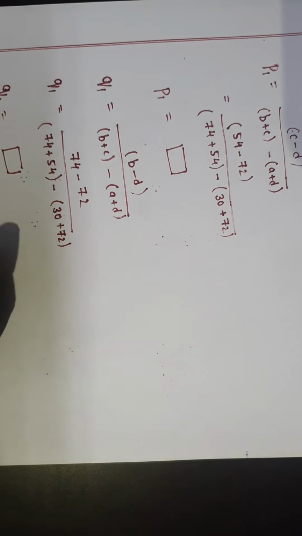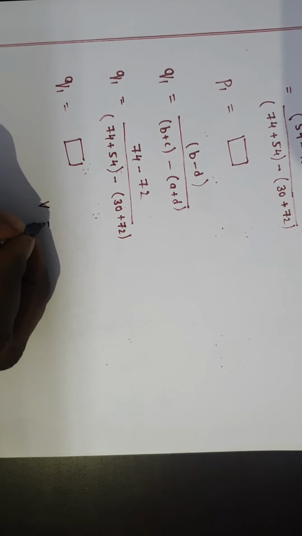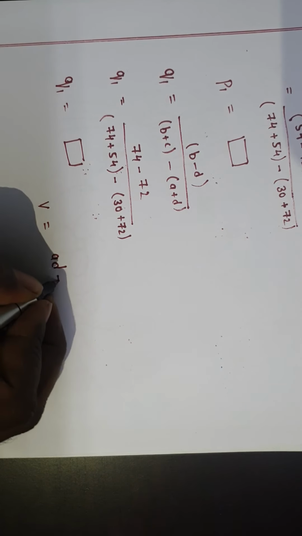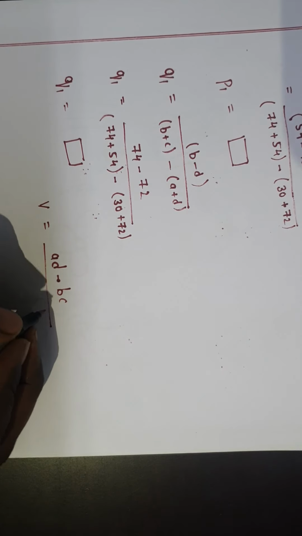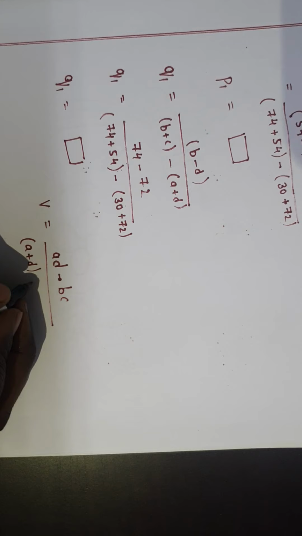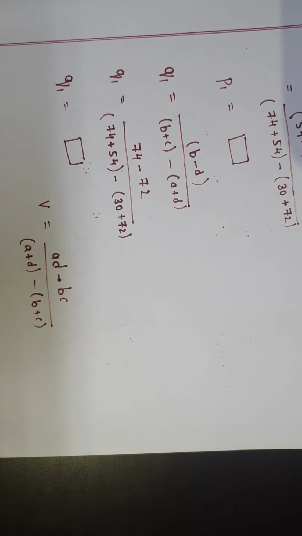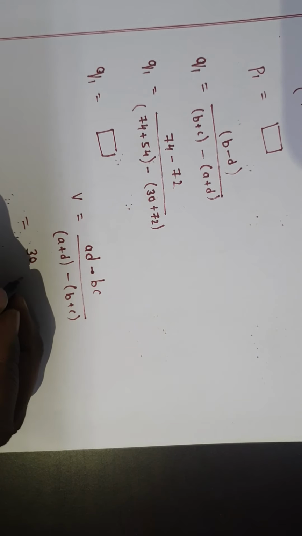Last you have to substitute in V. For finding V, the formula will be AD minus BC by A plus D minus B plus C. Here A value is 30.